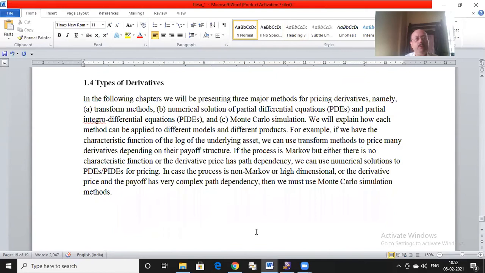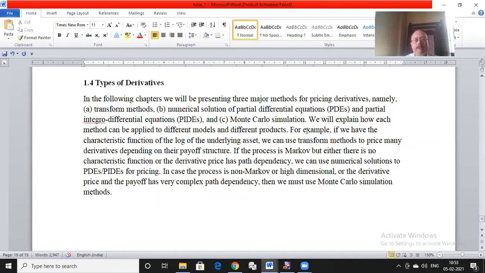Okay. So we are more or less done with chapter 1. We will just give a plan of work for the rest of the term. What are we going to do in the other chapters? That is what this last section talks about. In the following chapters, we will talk about 3 major pricing methods. First, we'll talk about the transformation methods where we have the characteristic function. Then we will talk about numerical solution of PDEs and PIDs with the difference equation approach. And finally, we will talk about Monte Carlo simulation.